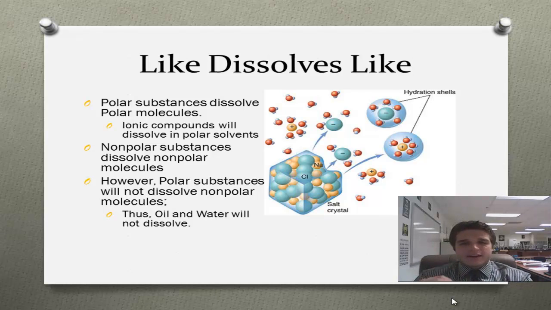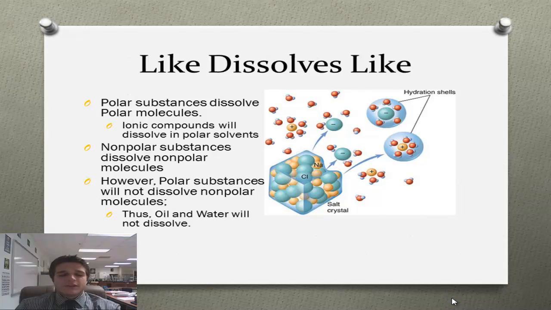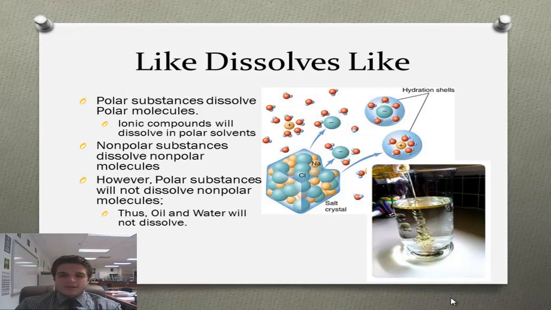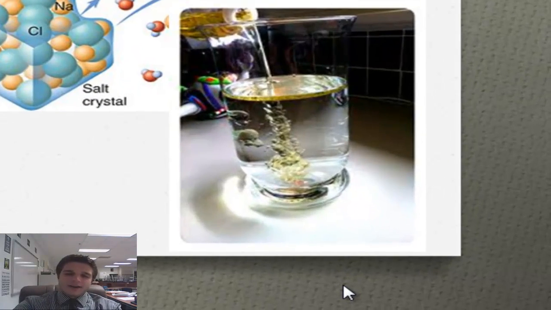Now, like dissolves like. The reason that something dissolves is because it is similar to whatever it is dissolving into. The solute is similar to the solvent in terms of polarity. And there's our example of oil and water, and you can see that it's definitely creating a new layer, and even the oil as it goes into the water is kind of beading up because it doesn't want to interact with the water molecules.